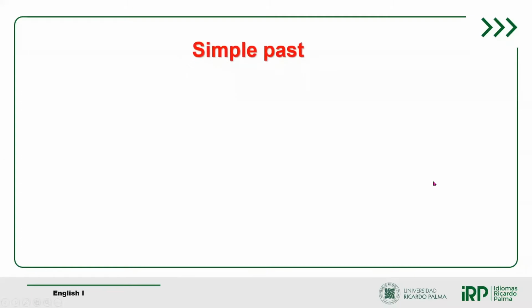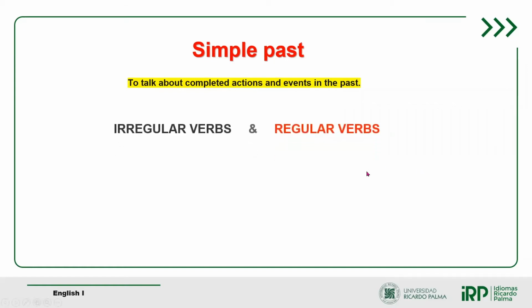When we talk about simple past, we are going to talk about completed actions and events in the past. Means that those actions or those activities are not happening anymore. They finished. We are going to work with irregular verbs and regular verbs. Irregular verbs are the ones which are not going to end with ed.